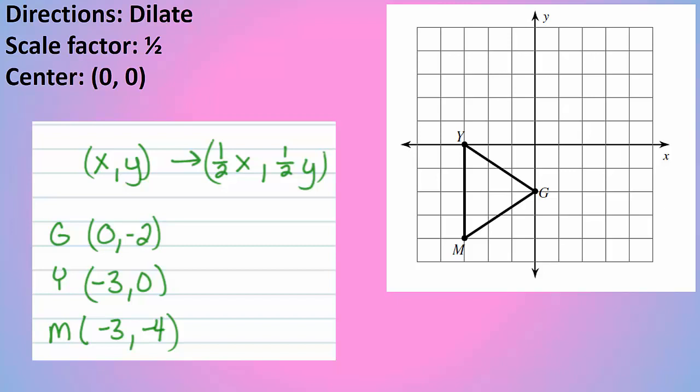So my first ordered pair, G, has an x value of 0, so I multiply 0 times 1/2, and I end up with 0. My y for ordered pair G has a value of -2, so I multiply -2 times 1/2, and we'll see that the 2's can simplify out. That leaves me with -1. So my new ordered pair for G should be found at (0, -1).